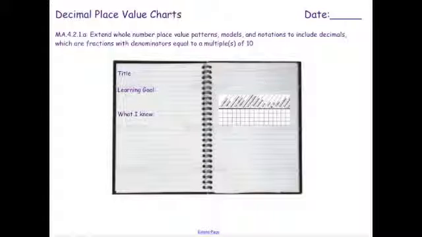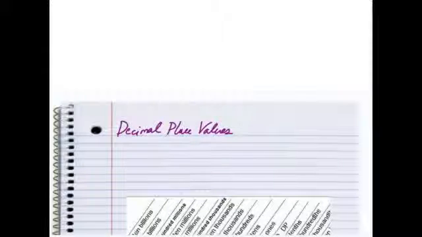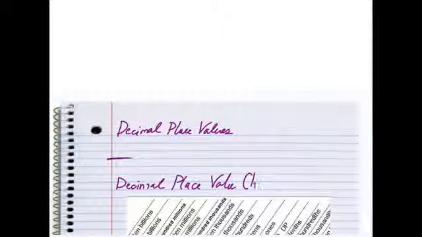You should have your decimal place value template inserted into your right side notebook. You should also have your title, your learning goal, and your what I know completed, right? So today's lesson is decimal place values. And again, let's make some place for my learning goals. And here is my decimal place value chart. And this is what we're going to start with today.